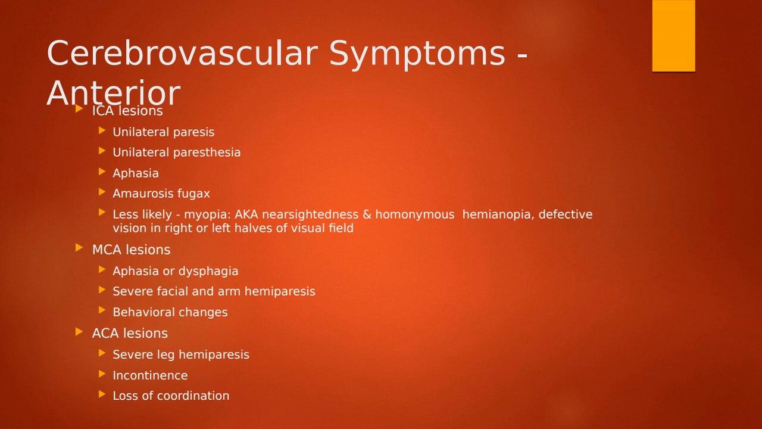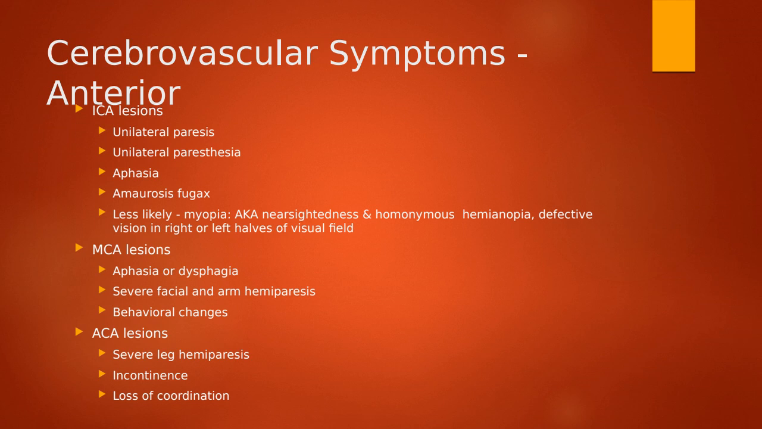If we have something going on with the distal ICA, we're going to see one-sided paresis and one-sided paresthesia. We're also going to see that aphasia, amaurosis fugax, and less likely we can see myopia, which is going to be intermittent nearsightedness. MCA lesions, we can see aphasia or dysphagia, facial or arm hemiparesis, and behavioral changes. And then ACA lesions, we can see severe leg hemiparesis, incontinence, and loss of coordination. So really kind of having a whole body effect depending on where an abnormality is occurring with that cerebrovascular anatomy.